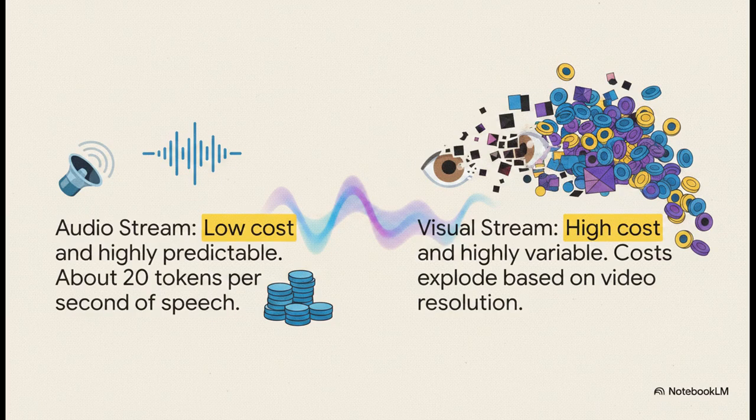The audio part, super simple. It's cheap, it's predictable, something like 20 tokens for every second you speak. The visual stream, on the other hand, well, that's a financial minefield. It is highly variable and just dramatically more expensive.